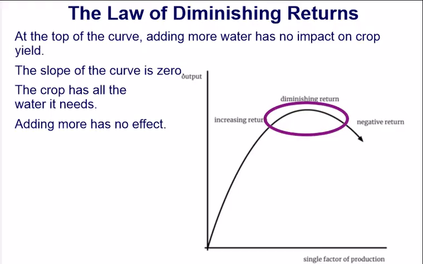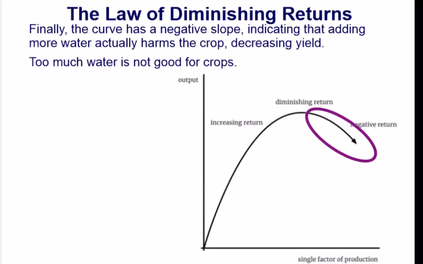At the top of the curve, adding more water has no impact on crop yield. The slope of the curve is zero. The crop has all the water it needs. Adding more has no effect. Finally, the curve has a negative slope, indicating that adding more water actually harms the crop, decreasing yield. Too much water is not good for crops.